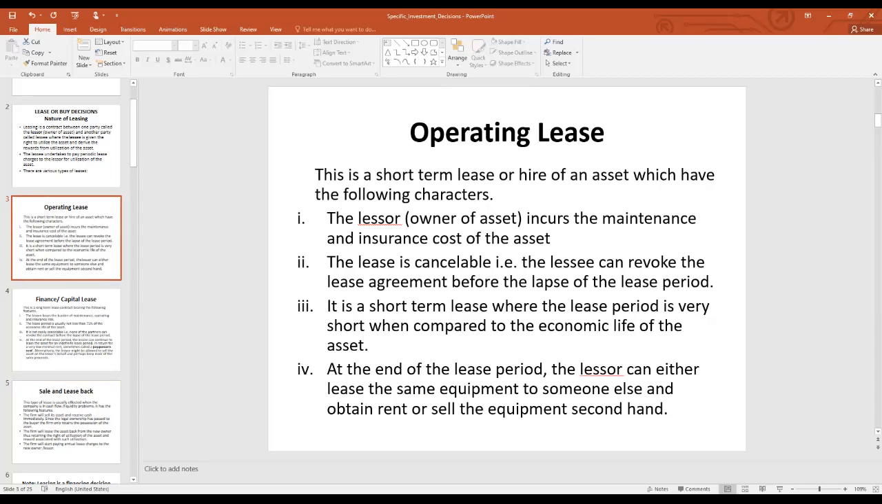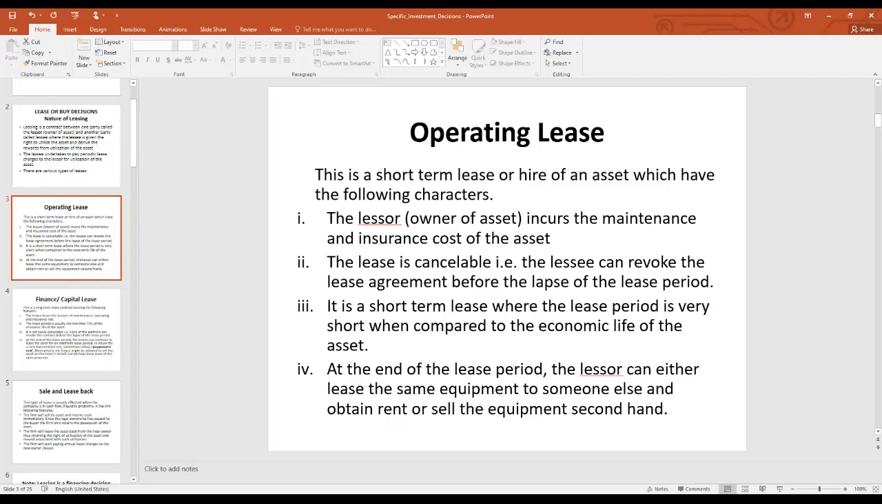In the case of the operating lease, the lessor, the owner of the asset, during what we call the secondary period, can decide to lease the asset to any other party they want. They don't have an obligation to lease the asset to the current lessee. There's no such obligation.